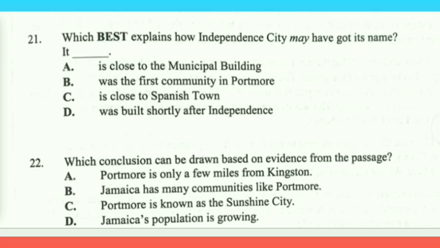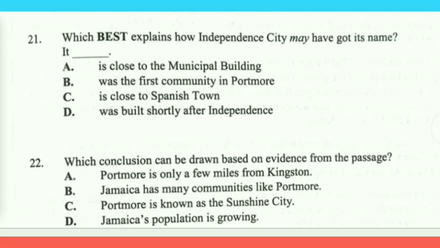21, which is C for 20, which best explains how Independence City may have got its name. It says it's close to the municipal building, that's A. B says it was the first community in Portmore.